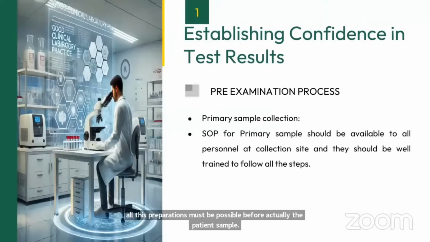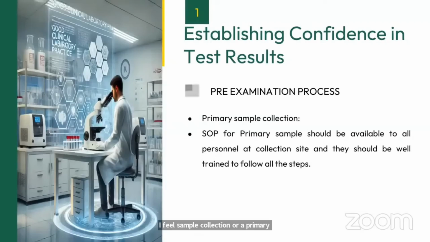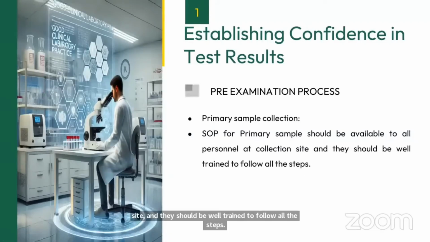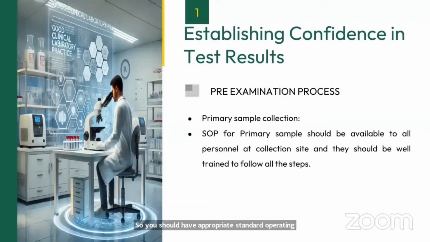Now, the actual sample collection, or primary sample collection procedure. The SOP for primary samples should be available to all the personnel at the collection site, and they should be well trained to follow all the steps. So you should have an appropriate standard operating procedure for collection of the specimens. For the various specimens, as I have mentioned, we have blood collection, urine collection, and stool collection. So you should have appropriate SOPs ready in your laboratory for the staff who are responsible for collection of the samples.